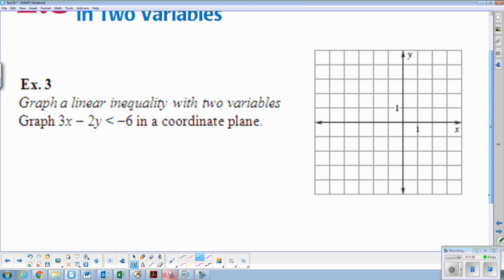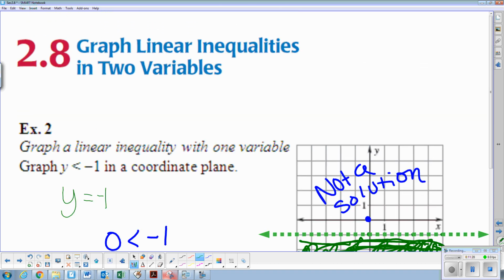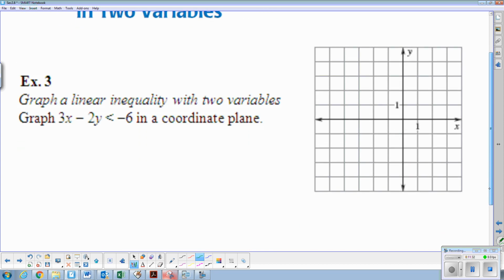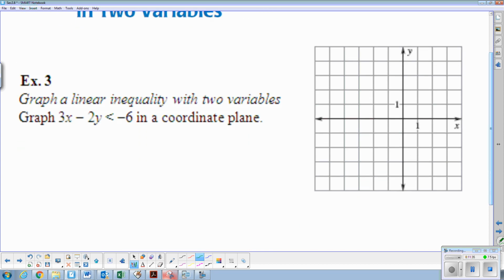Let's try another one. Here we have two variables. The first thing we want to do is graph this boundary line. Again, we have strictly less than, so we're going to use a dotted line. But we're going to graph the line 3x minus 2y equals -6. This is in standard form. You can put it in slope-intercept form if you'd like, but with standard form, generally you just graph the x-intercept and the y-intercept.